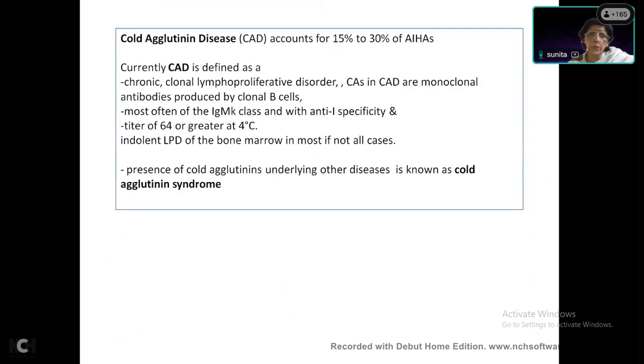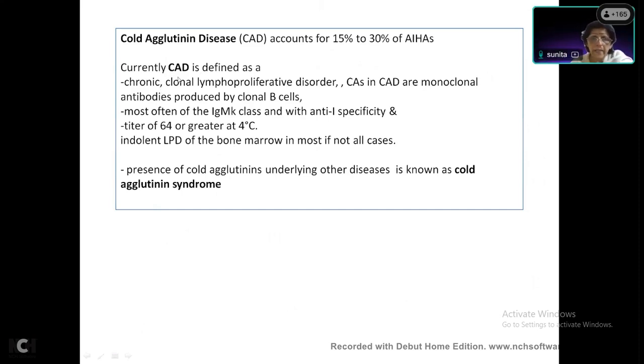So, cold agglutinin disease, recently, I just want to mention that it is divided into two. A recent WHO classification has come, which included CAD with the pre-malignant conditions, because it is associated with indolent lymphoproliferative disorder in the bone marrow in most of the cases. And the rest of the cold agglutinins associated with other diseases is known as cold agglutinin syndrome. So this is a recent development which you should know.